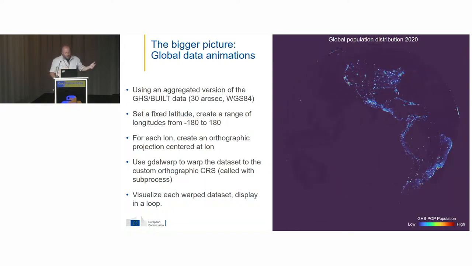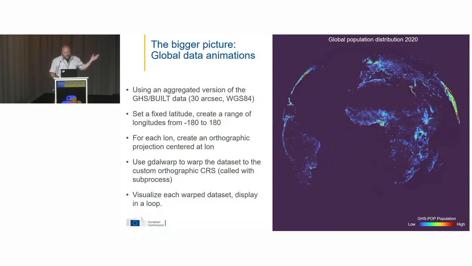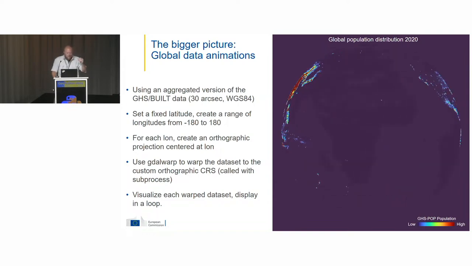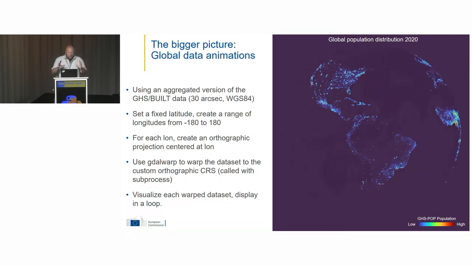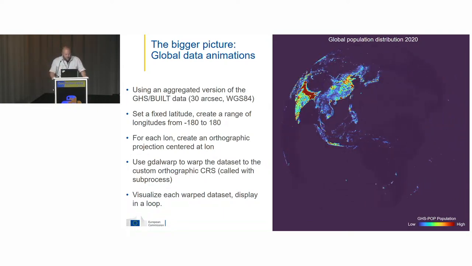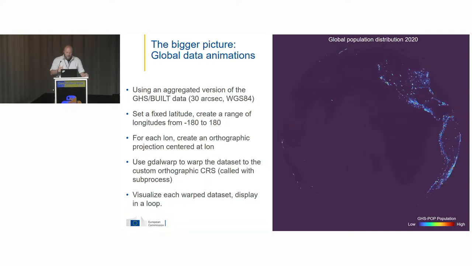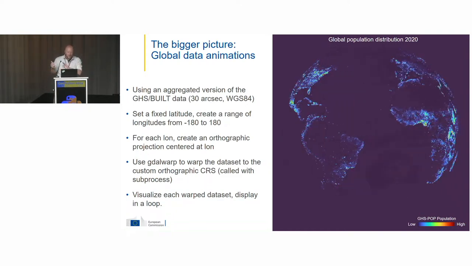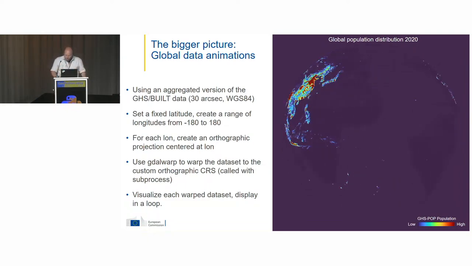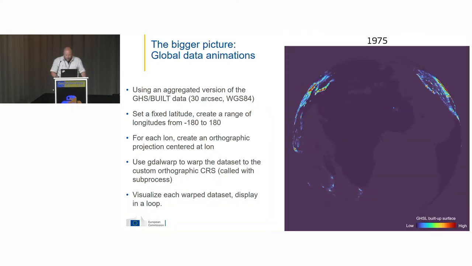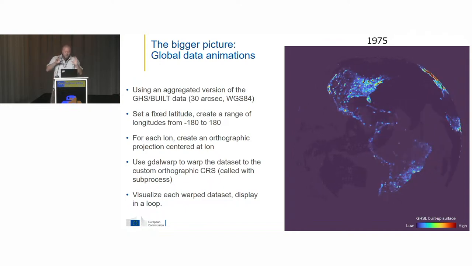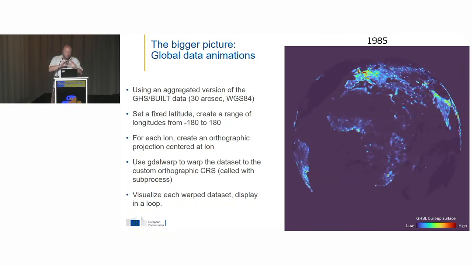So the pipeline here is basically we take the global data set already downsampled to 30 arc seconds. We create a range of custom orthographic projections, right? So we're just modifying the projection string. Then we use GDAL warp to warp the data set into each of these custom orthographic projections. That gives you the picture around the globe, and then you just glue it together into an animated GIF. This is the same, but incorporates also a temporal domain. So we move, we stop, then we show the data over time, then we continue.